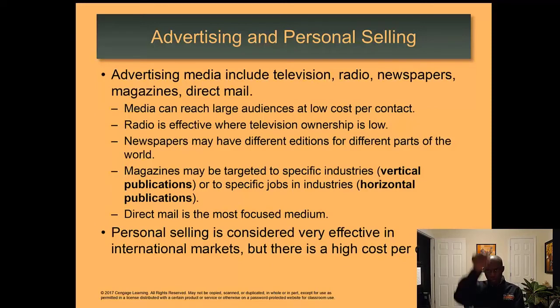So you have vertical publications that are targeted at a specific industry. So you have general industries, you have Forbes, you have Bloomberg, perhaps you would go with Wall Street Journal and the other publications, Fortune, Bloomberg Business Week, Fast Company, Entrepreneurship. These are all vertical publications.